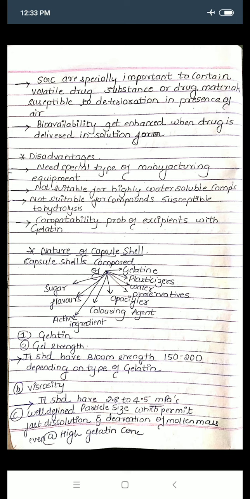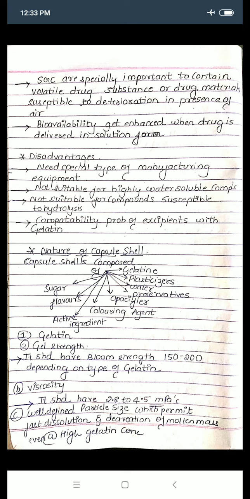Coming to the nature of capsule shell, we will discuss the nature of the capsule shell. Here the capsule shells are composed of gelatin, plasticizers, water, preservatives, opacifier, coloring agents, active ingredients, flavors and sugars. Coming to the first point, that is gelatin. If you consider the gel strength, it should have a bloom strength of 150 to 200 depending on the type of gelatin we will be using.